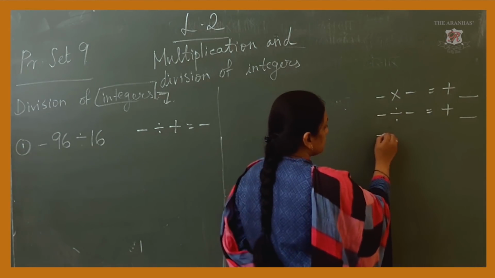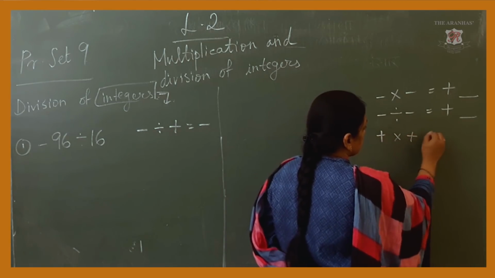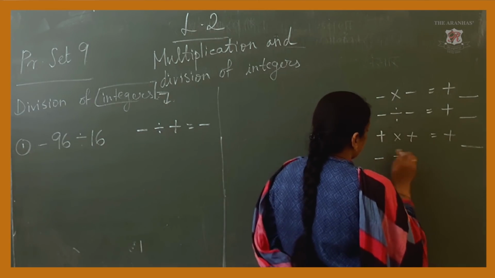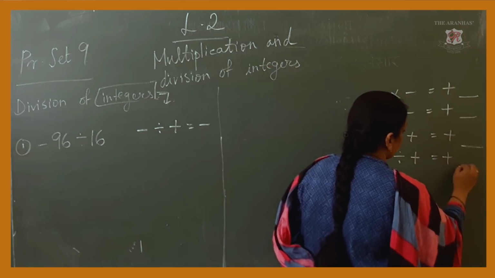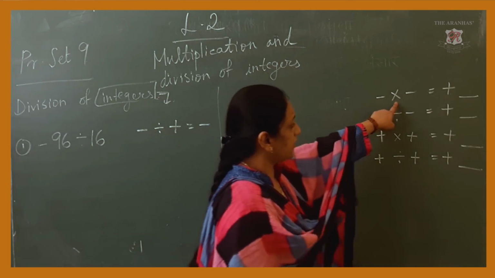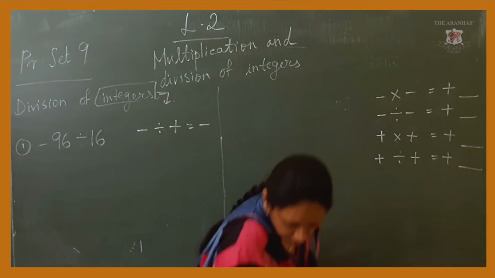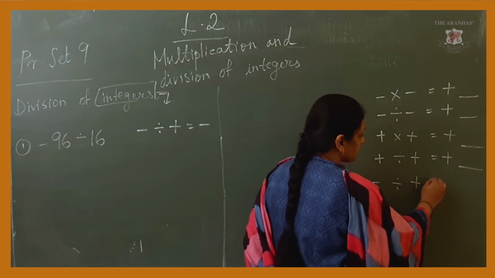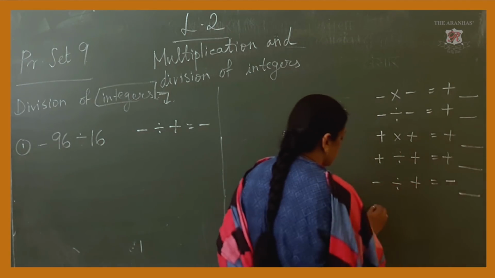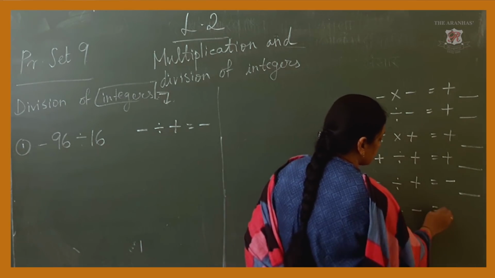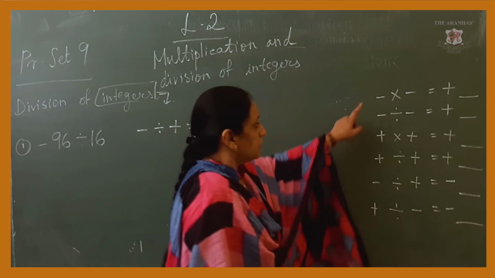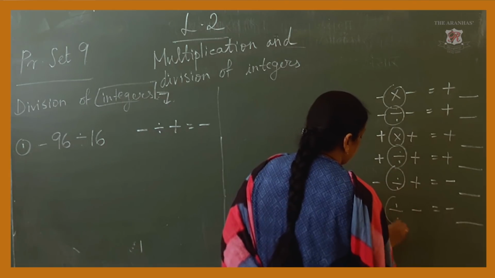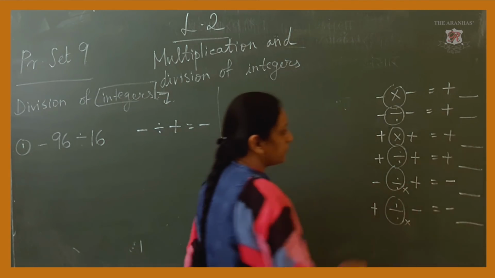I just take a short revision. If plus number multiplied by plus number, the answer's sign will come plus. Minus number divided by minus number, in the answer you get plus. That is, the same signs in the question, the answer will be plus everywhere. If in the question there are different signs, one is minus, one is plus, the answer becomes negative. If one is plus, one is minus, the answer becomes negative. It is the same for multiplication and division. It is the same everywhere.